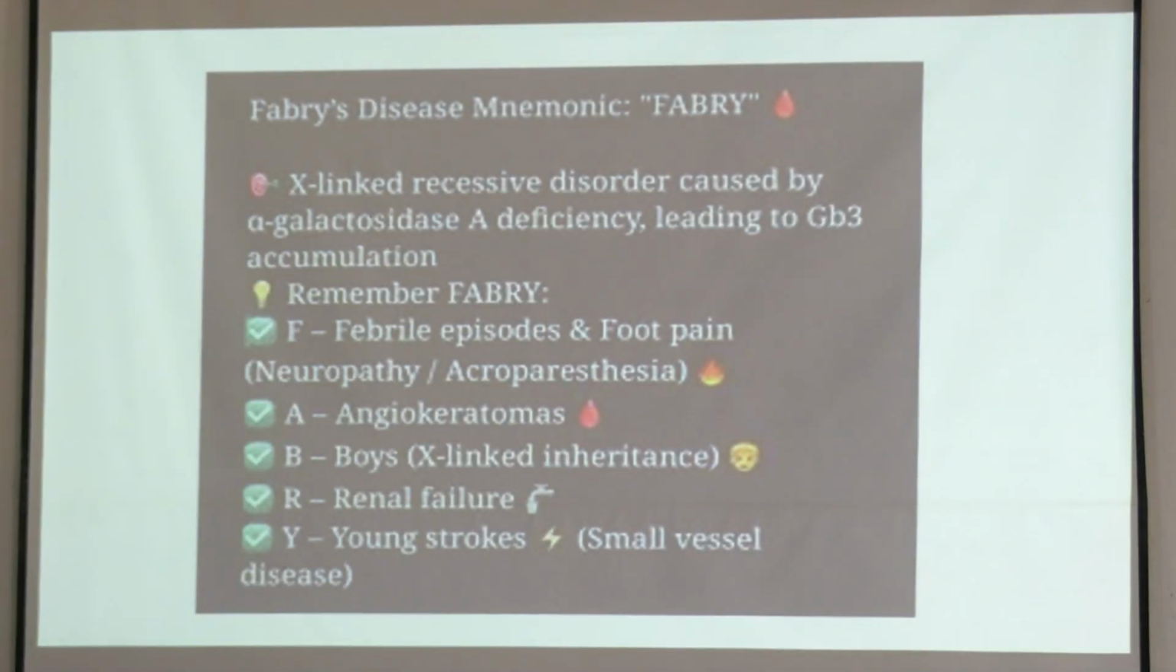Fabry's disease, read it. This is an X-linked recessive disorder caused by alpha galactosidase deficiency. Fabry's has febrile episodes, foot pain, neuropathy, acroparesthesia can be seen. Angiokeratoma, X-linked inheritance, seen mostly in boys. Renal failure, strokes at a young age, small vessel disease. You do not have to remember so much, just one or two. If you can remember all, that is fine.